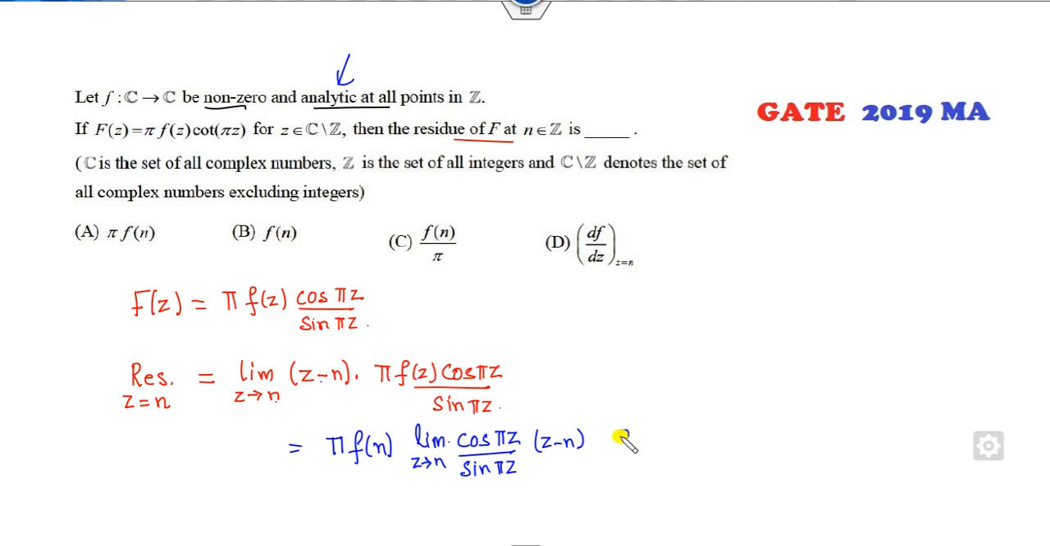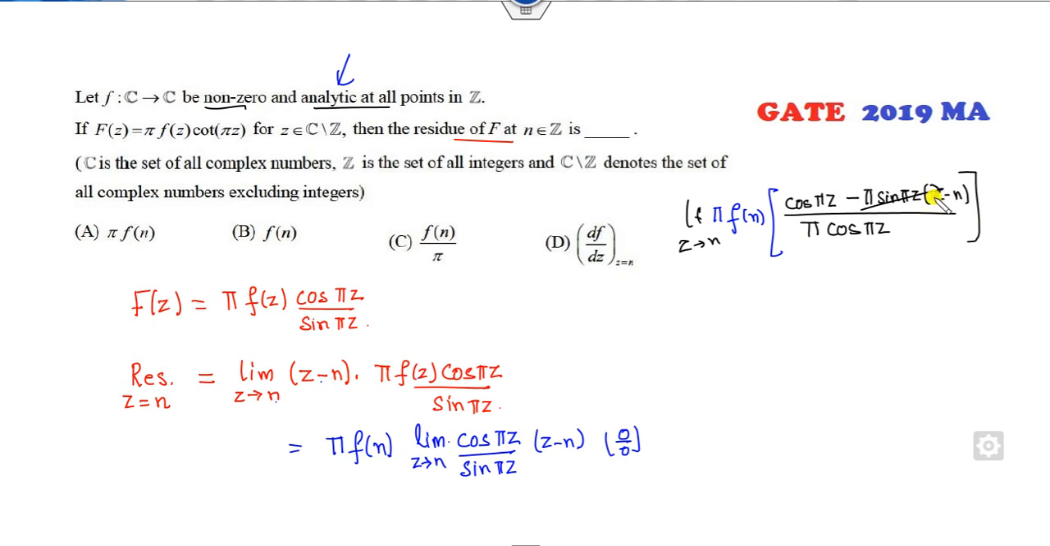Fine. Now clearly it's a 0 over 0 form. So how can you do that? I can apply the L'Hopital rule. So f of n, and the numerator becomes cos pi z minus pi sine pi z times z minus n, and the denominator will be pi cos of pi z. Now can you find the limit as z approaches n? This value will be 0, and this value will be 1 over pi. So this is pi f of n. Pi is also cancelled. F of n, B, is the correct answer of this problem.